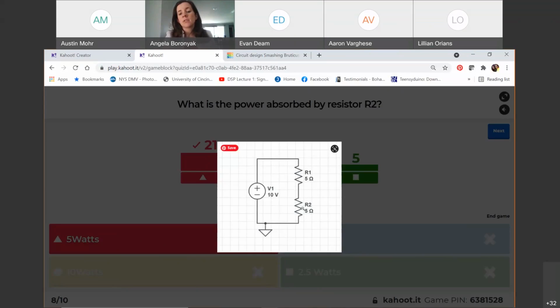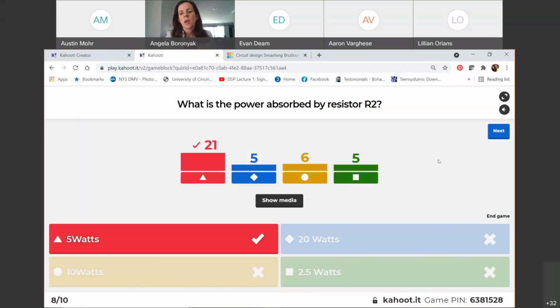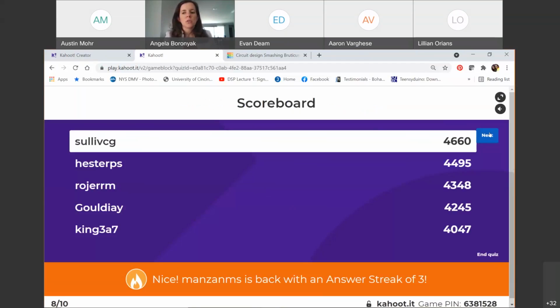My power is then V squared over R, so 5 volts squared over 5. That's 5 squared over 5, which just gets me 5 watts. You could have calculated the current: 10 volts over 10 ohms in total is 1 amp. 1 amp squared times resistance would get you the same, or current times voltage. But again, I encourage you to use voltage divider when you can.